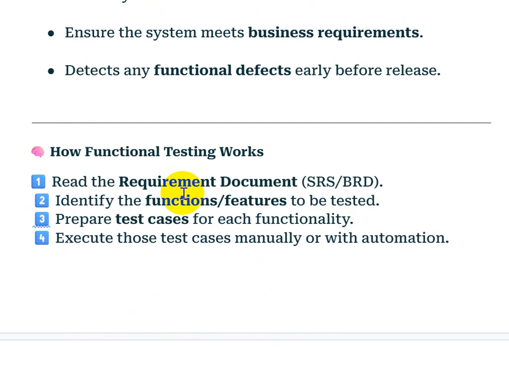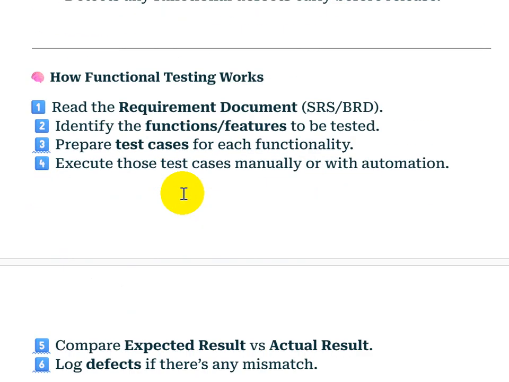So see, there are a few steps of functional testing and how it works. In functional testing, we first read the requirement documents. Now what are the requirement documents? SRS and BRD: Software Requirement Specification and Business Requirement Document. These two documents I have explained in the previous video. Those who are not aware, please refer to that video to get more information about the SRS and BRD.